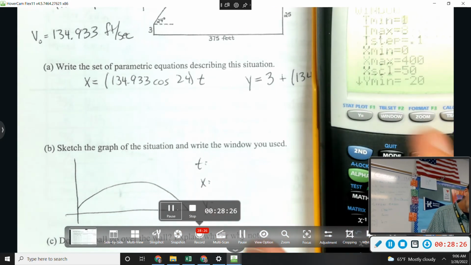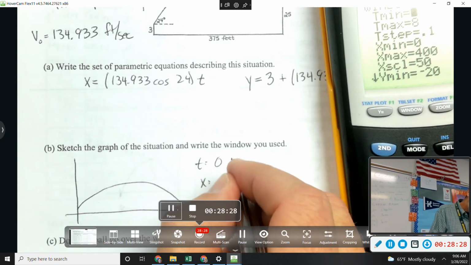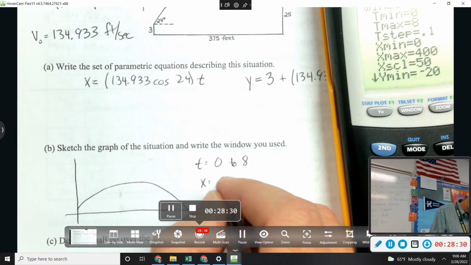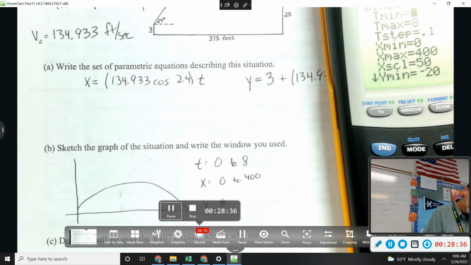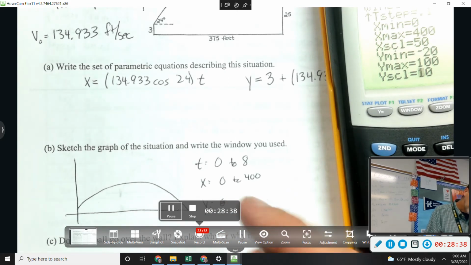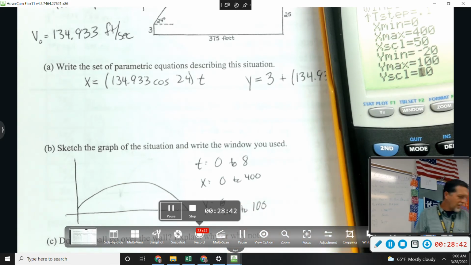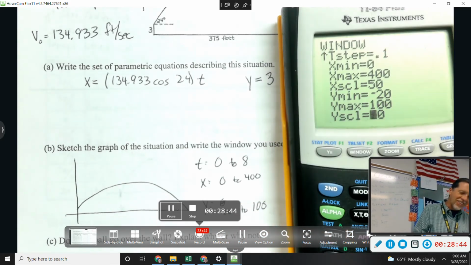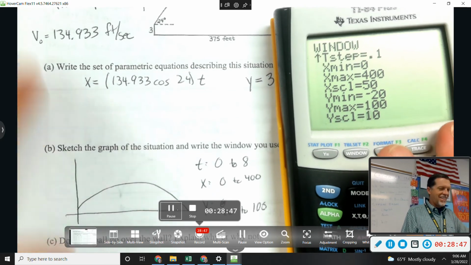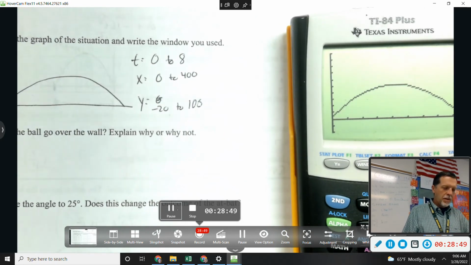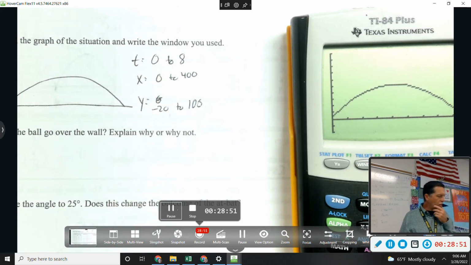Wait, what'd you plug in for Y? Oh, we got an issue. It doesn't go over the wall. Y from negative 20 to 100. I mean, is that an issue? Depends on what team you're on. Does the ball go over the wall? Explain why or why not?